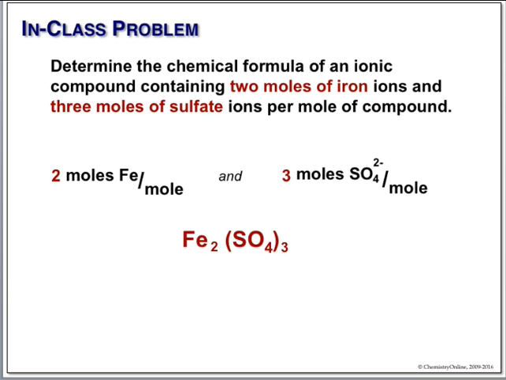Now, what do you name this? Iron sulfate, except iron is a transition metal. So we need the Roman numeral. Iron 2 sulfate. Sorry, iron 3 sulfate. Because there are 6 positive charges there and 6 negative charges. Iron 3 sulfate.